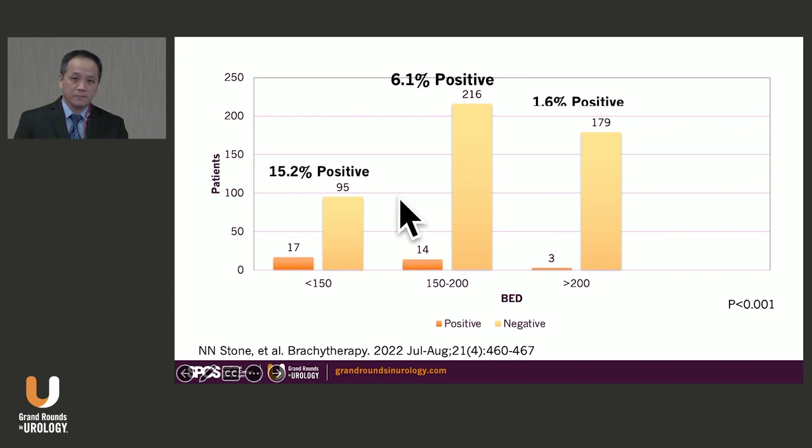First, we look at the patients who received less than 150 BED. They have a 15.2% positive rate. For the patients who received 150 to 200 BED, the positive rate decreased to 6.1%. And the last group is the patients who received a BED greater than 200. The positive rate dropped to 1.6%. So clearly you can see that when the BED increases, the positive rate drops. That means the negative rate comes up.